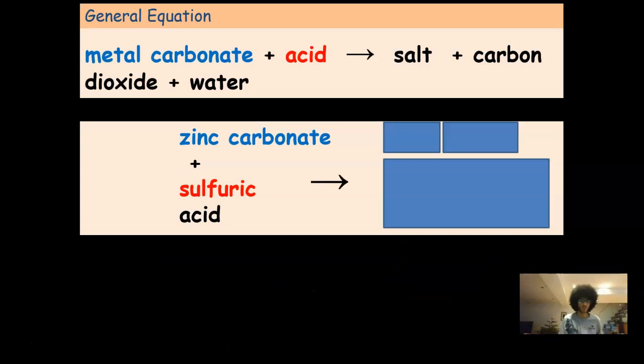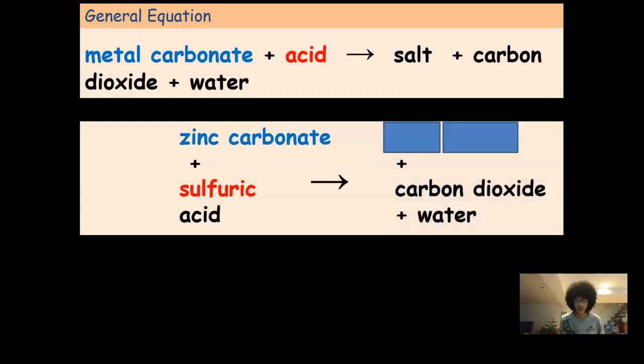So let's go through some examples. I know that metal carbonates and acid always make the same three things. So if I've got zinc carbonate and sulfuric acid, I'll have to think a little bit about what the name of the salt is going to be. But what I do know is I'm always going to make carbon dioxide and I'm always going to make water. So that's the first thing I do.